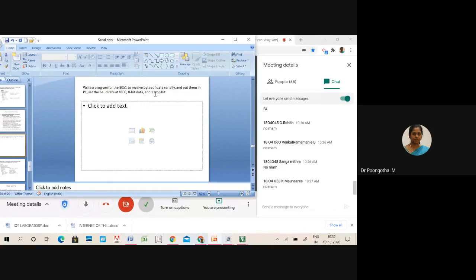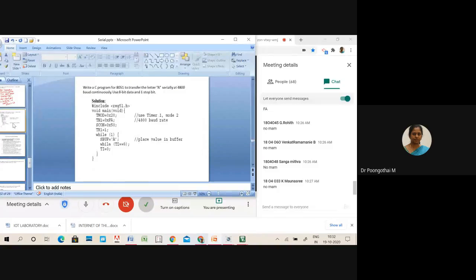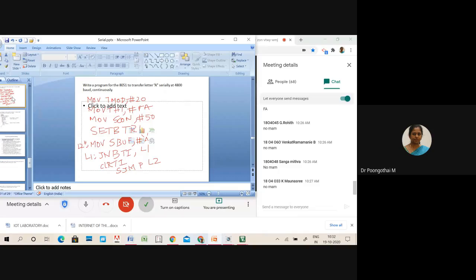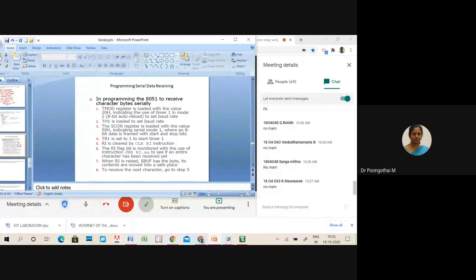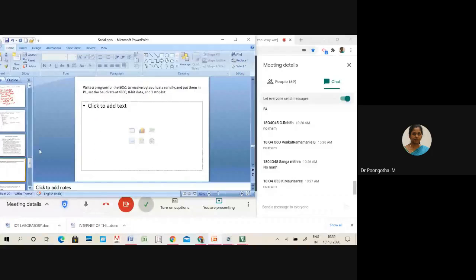So write an assembly program for reception. Similarly, convert that assembly into embedded C. So next class, we are going to discuss the transmission embedded C program, and reception in assembly as well as embedded C.